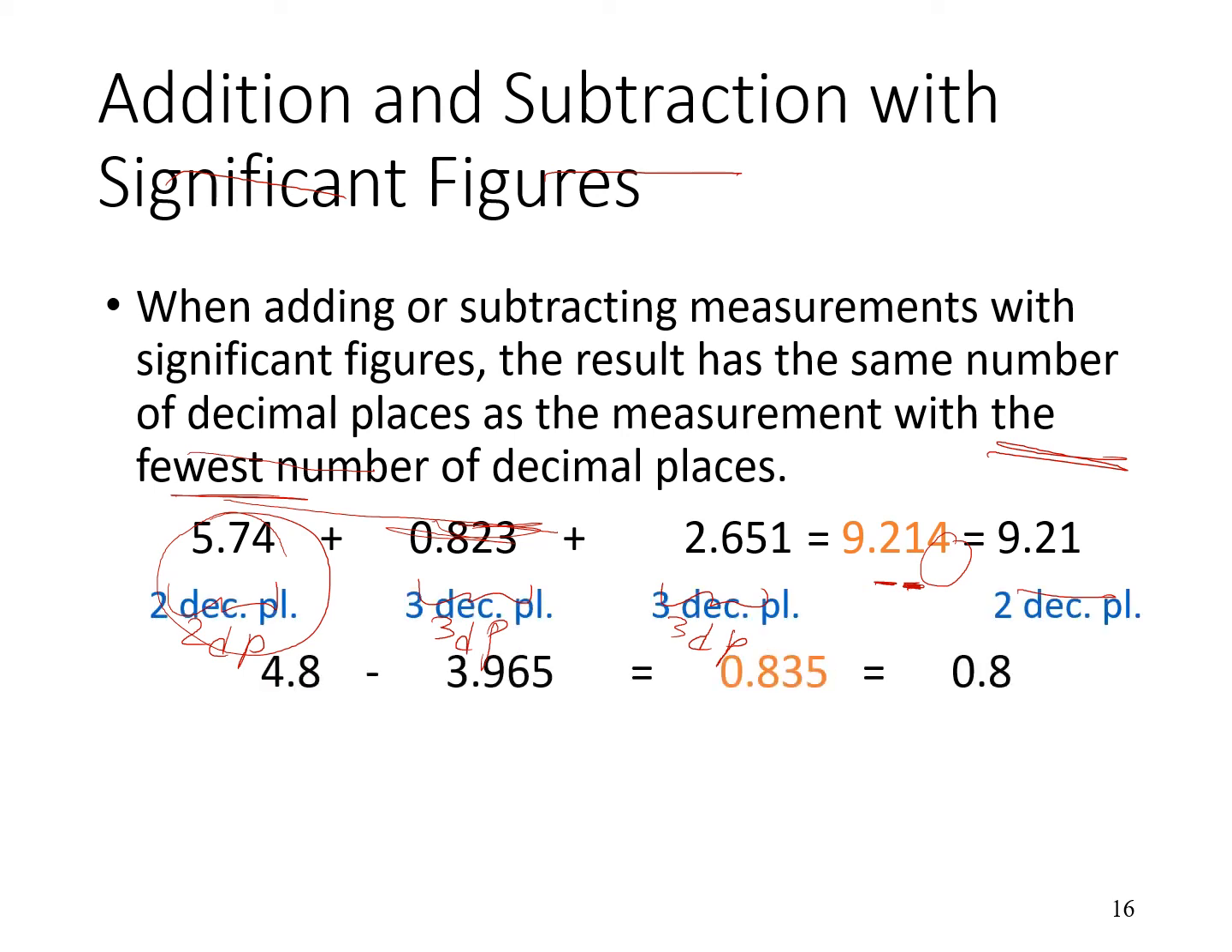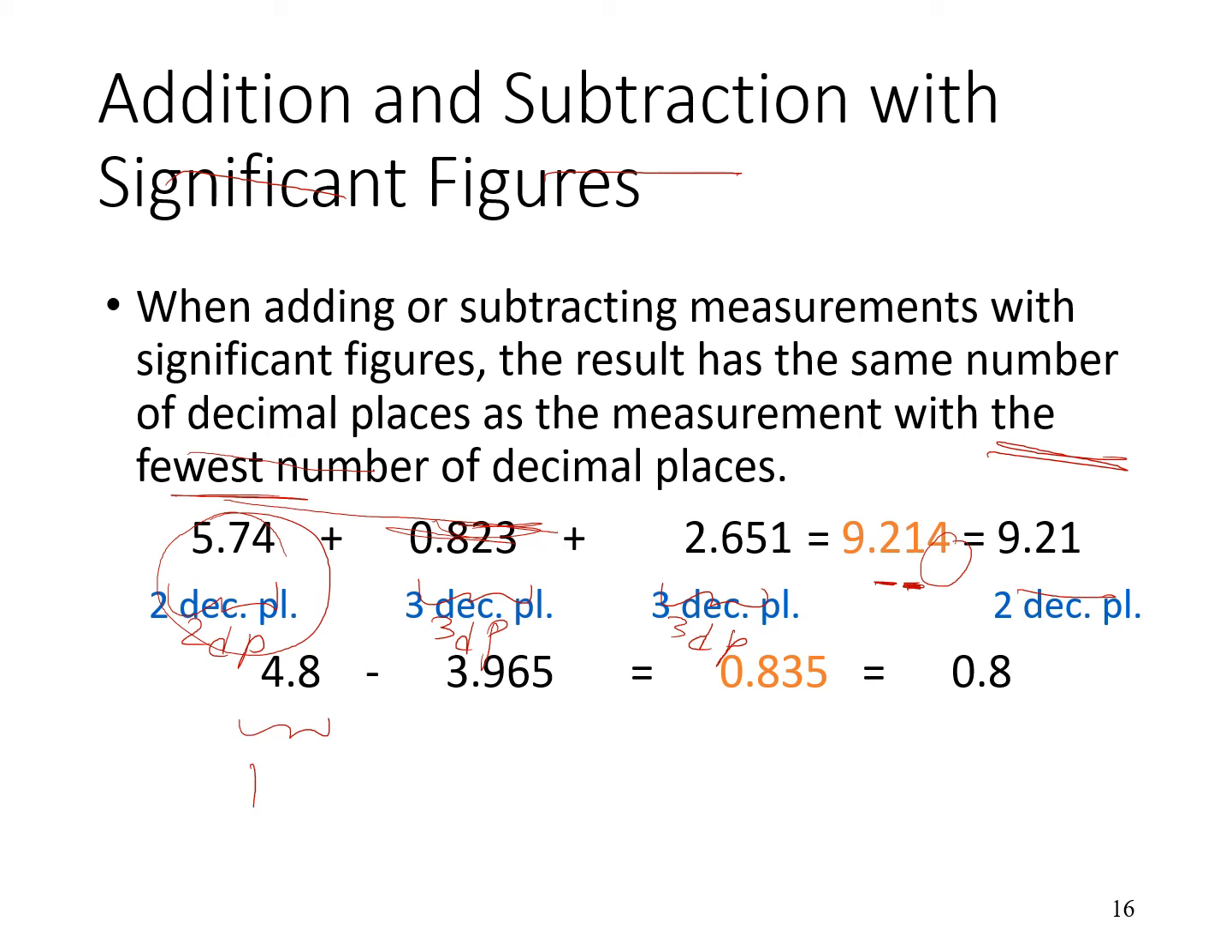So for instance, right here, if I give you a question of 4.8 minus 3.965, what's your final answer? So you plug this into your calculator, it would give you 0.835. Now, what is the right number of sig figs that we write? This is again a subtraction question. That's the most important thing. If it is addition or subtraction, you do decimal places.